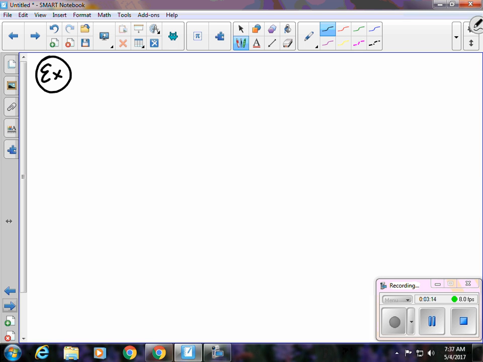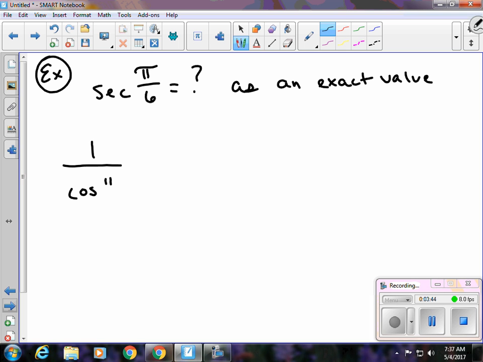So for instance, if I were to have secant of pi over 6, what does that actually equal as an exact value? So what I like to do is I like to think of it, okay, secant is 1 over cosine. So I've got 1 over cosine of pi over 6. And I still don't know what that equals. Well, now that I've converted it and used my reciprocal, I need to use my trig unit circle.